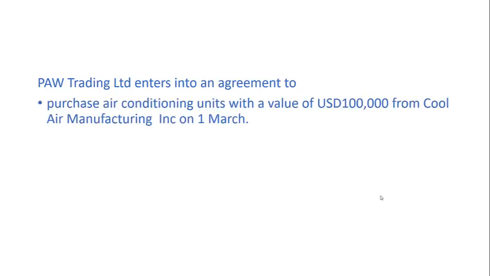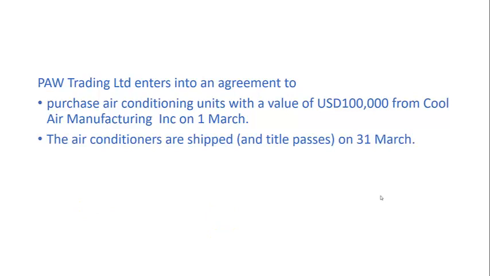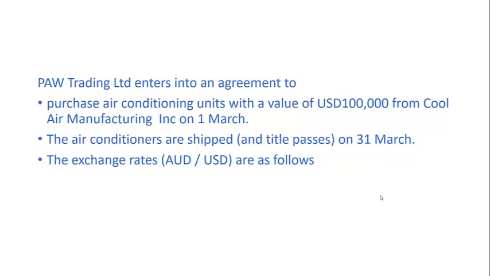The situation we're dealing with here is that an entity, Poor Trading, enters into an agreement with a US company to provide $100,000 worth of air conditioning units. The order is placed on the 1st of March and the air conditioners are shipped and title passes on the 31st of March. The critical thing there is that the inventory will be recognised when the title passes, so the transaction will be recorded on the 31st of March.